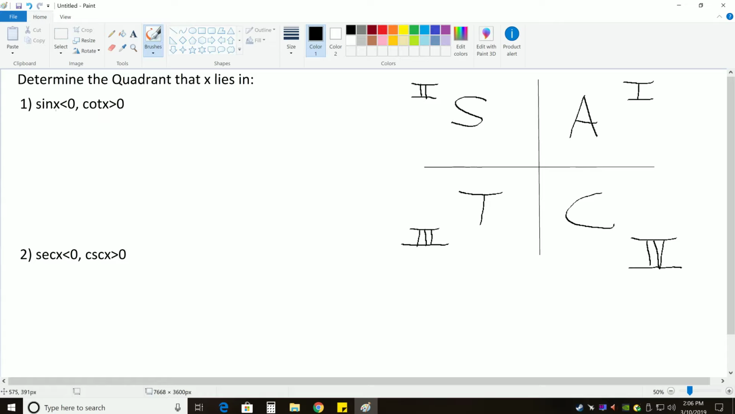So let's start with the sine of x. We want to decide in what quadrants sine of some unknown angle is less than 0. So if we go to our chart over here, in quadrant 1, all trig functions are positive, which means sine is positive. In quadrant 2, sine is positive, which means in quadrants 3 and 4, sine is going to be negative. Notice only tangent and cosine are positive in 3 and 4. So we'll make a note here. Sine of x is less than 0 only in quadrants 3 and 4.